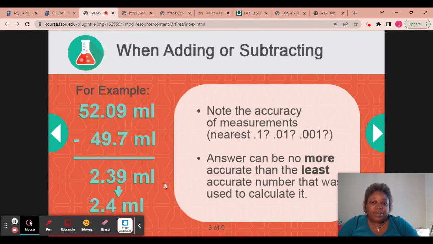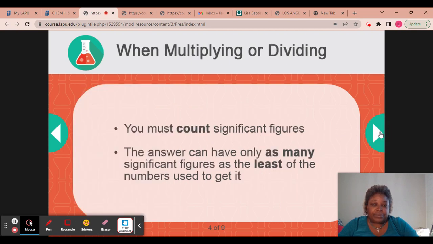With addition, I want to point out that for the rules for adding or subtracting, you're going to look at the number of decimal places, or in other words, the amount of numbers after the decimal. We're going to go with the least to tell us how to round our answer. So for 52.09 minus 49.7, we have 2.39. Because this number only has one decimal place, our answer should only have one. So we're going to round this to 2.4.